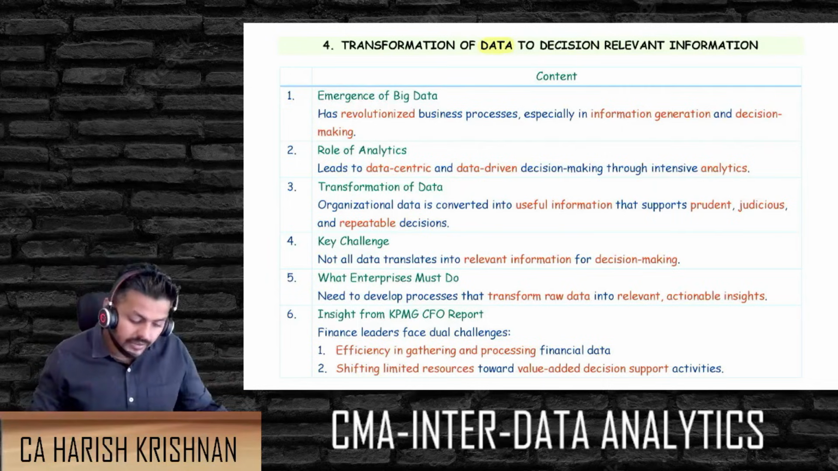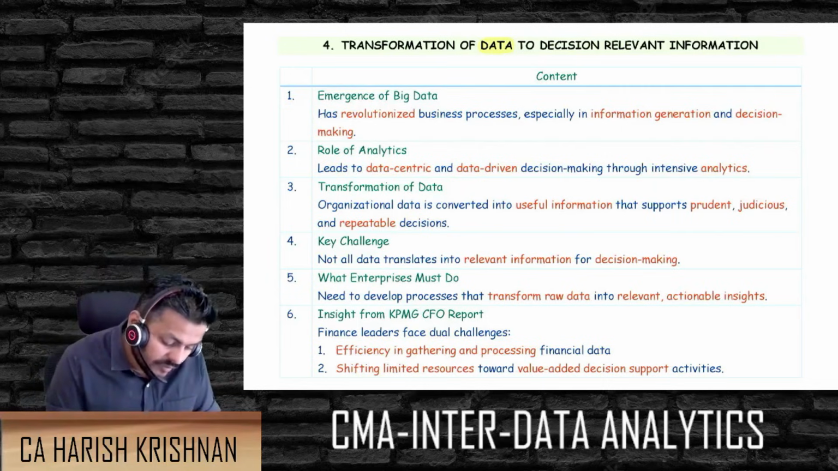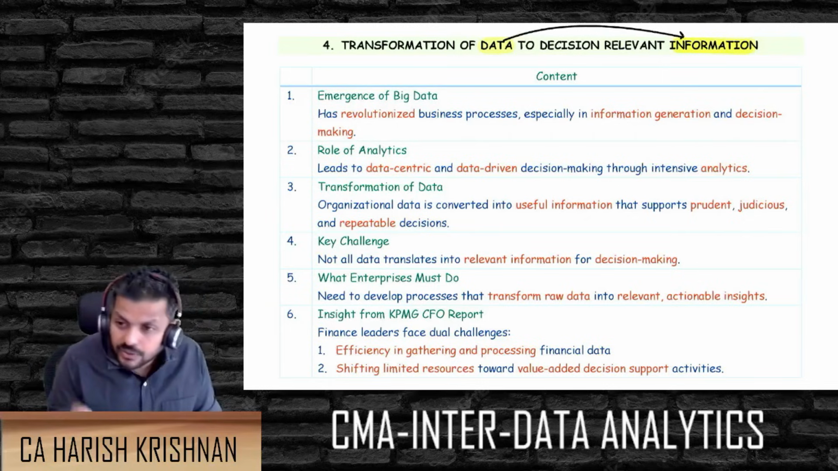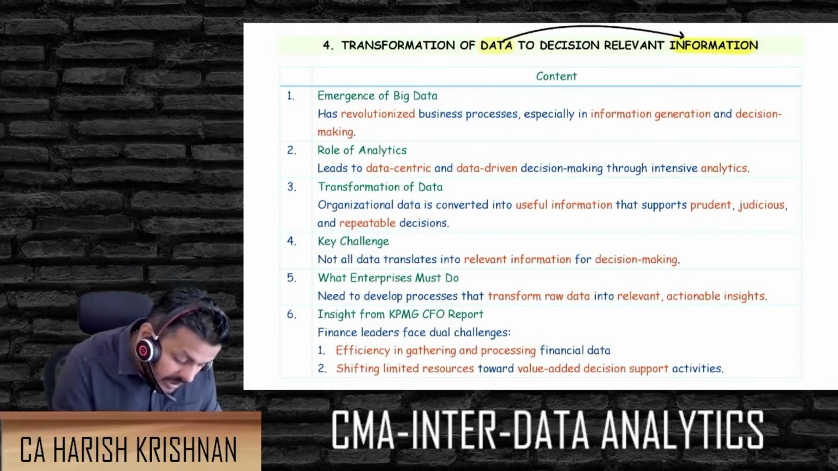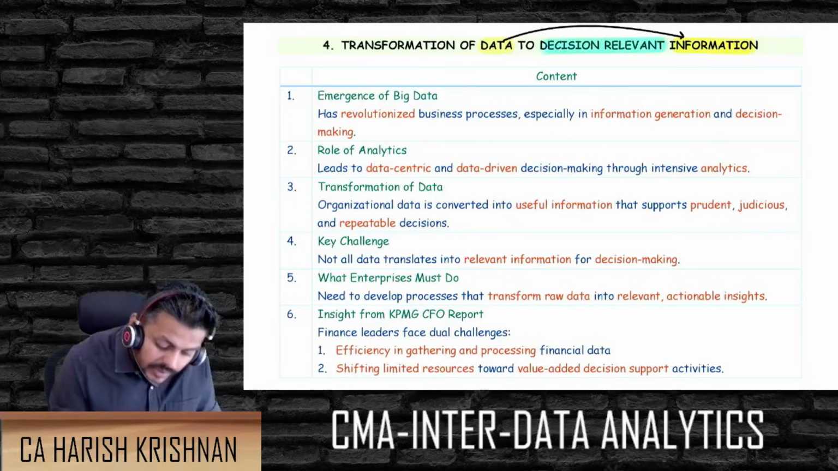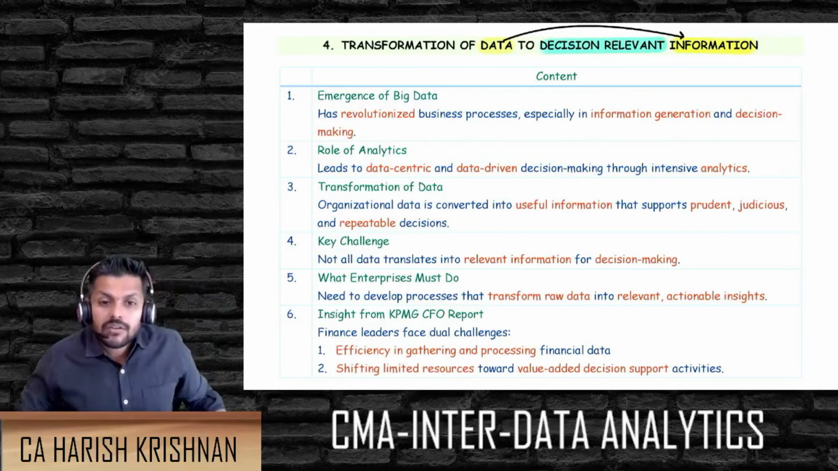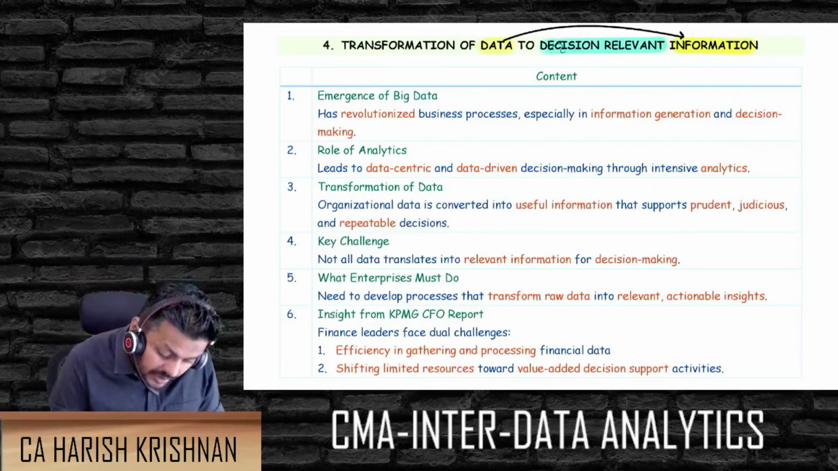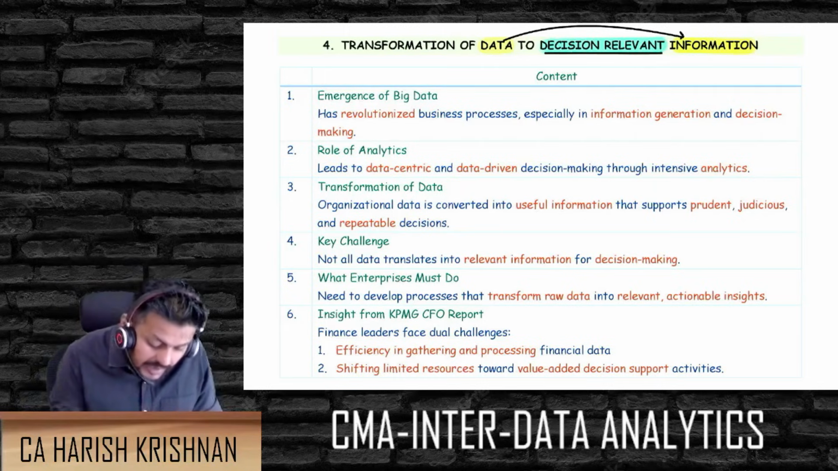So let us discuss the transformation of data into information. Data to information is one part of the story, but I am not going to discuss only that. The keyword here is decision relevant. When do you say decision relevant? That is the transformation of data into decision relevant information. Which information? Some kind of decision relevant information.